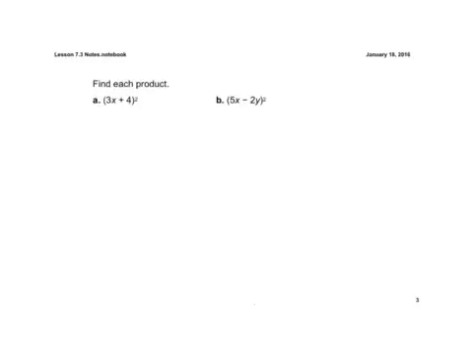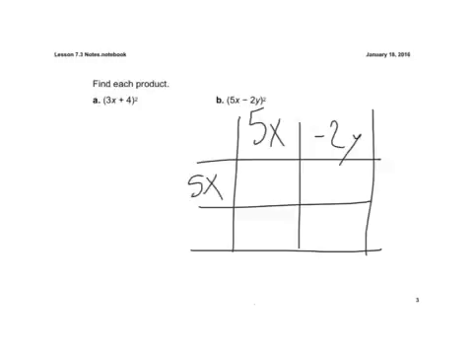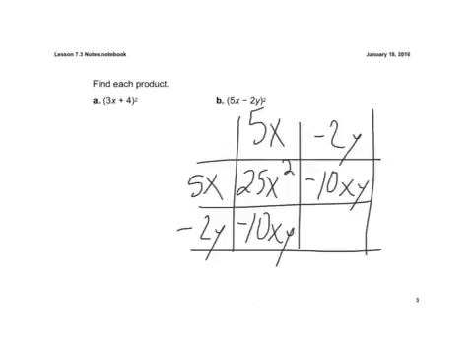And if we look at this next one, I could set it up using the box method if I wanted to. And so I'd have 5x minus 2y and 5x minus 2y. Then 5x times 5x is 25x to the second. 5x times negative 2y would be a negative 10xy. Negative 2y times 5x again would be a negative 10xy. And then negative 2y times negative 2y would be a positive 4y to the second.